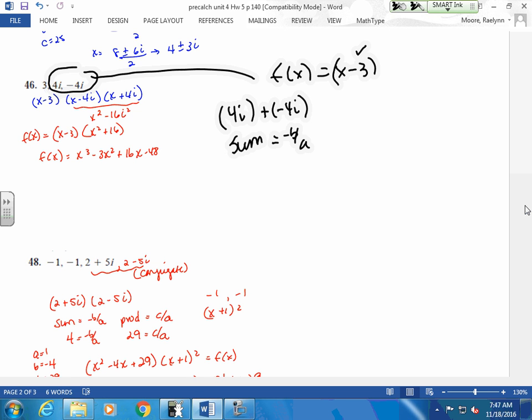So now, for these conjugates, let's come up with an equation. What is 4i plus negative 4i? 0. So therefore, what is b? 0. So a is 1, b is 0. Bring it back down and multiply. So what is my product? 4 times negative 4 is negative 16. i times i is i squared, which is negative 1. So 16. So therefore, c is 16.